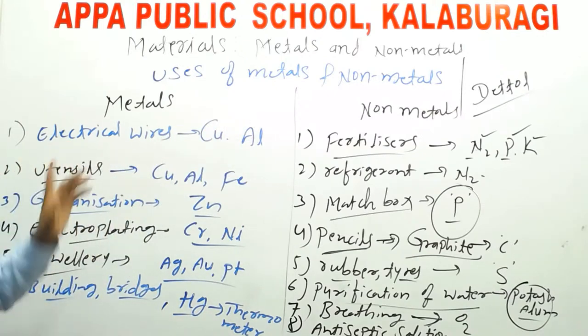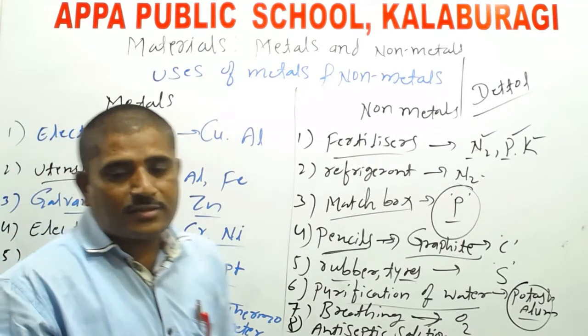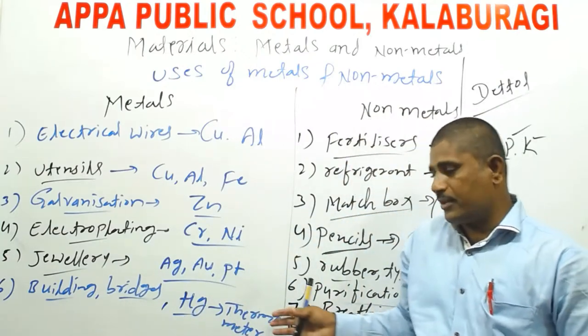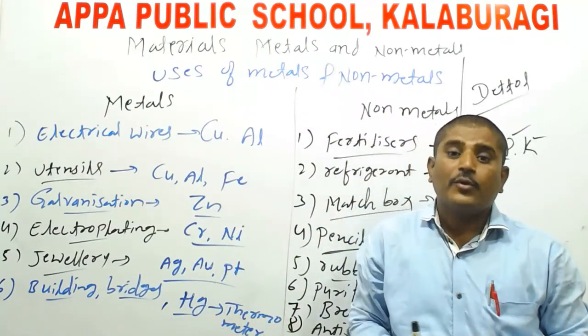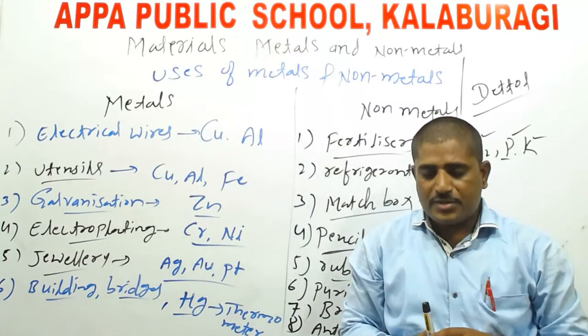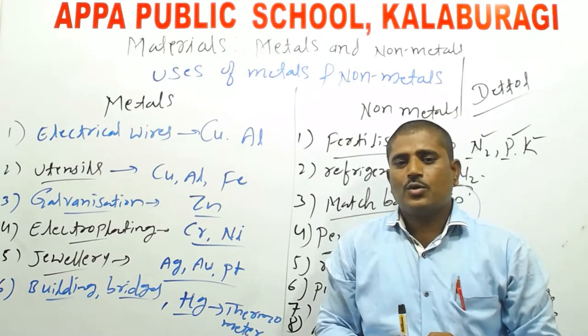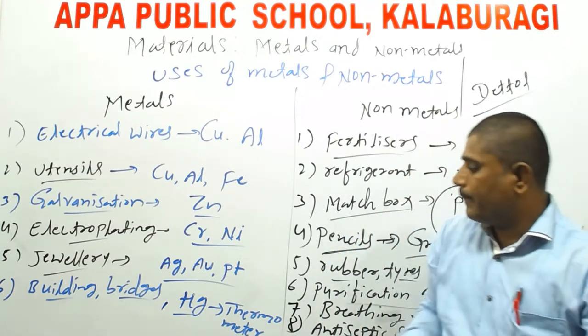First, in the case of metals: electrical wires and utensils, galvanization and electroplating, jewelry, building constructions, aeroplanes, thermometers, bridges, buildings, machines, industries, factories, vehicles, bus, train, anything you take. All are prepared by using metals only.